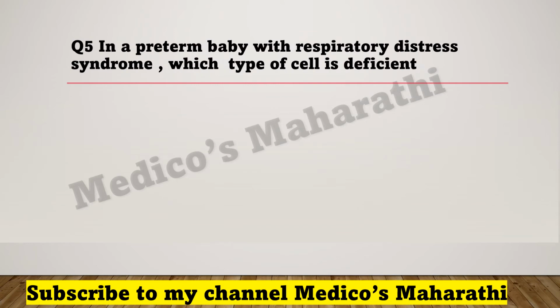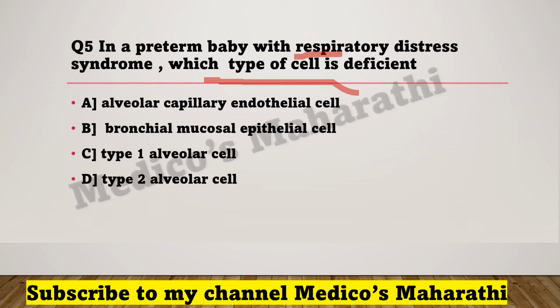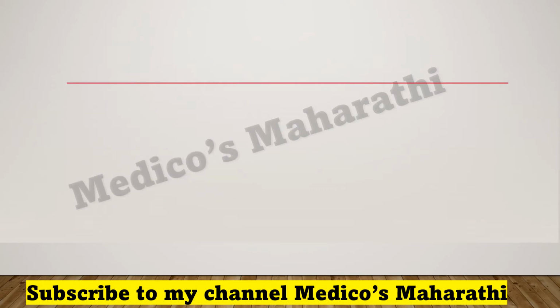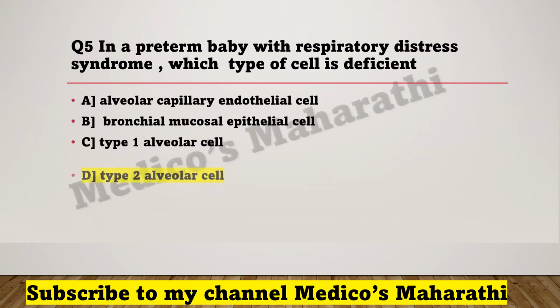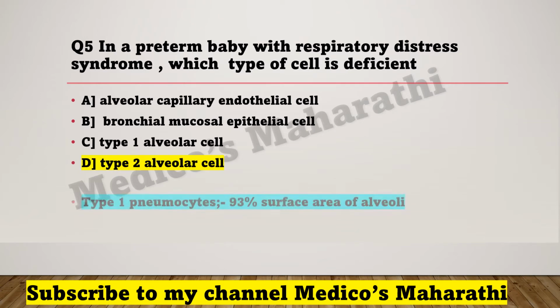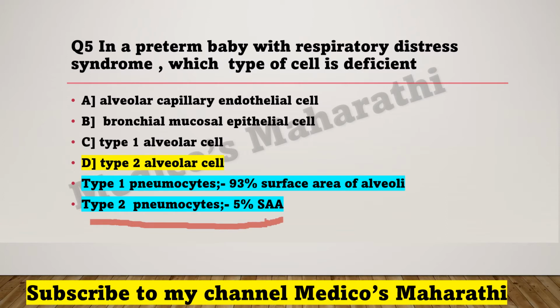In a preterm baby with respiratory distress syndrome, which type of cell is deficient? So the correct choice for the question, what do you think? There are four options, and the correct choice is option number 4. So the baby is deficient in type 2 alveolar cells in that case of respiratory distress syndrome. Because it is only 5% present on the surface of alveoli. Type 2 कितना percent है? 5%.